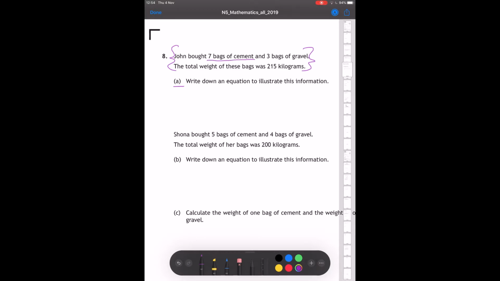That could be written as 7C, where C is equal to cement, and we have 7 of them, hence 7. And then we have 3 bags of gravel, which could be written as 3G, so plus 3G. I'm using little letters here. And then finally, what does that equal? The total weight of these bags was 215 kilograms, which is equal to 215. There. I'd leave the units out and then put them back in at the end, just to make it easier for yourself.